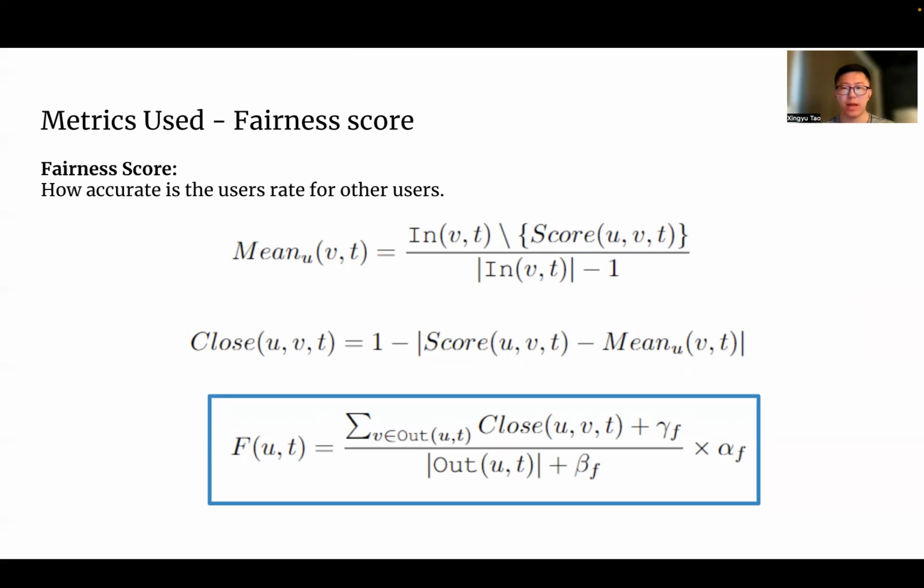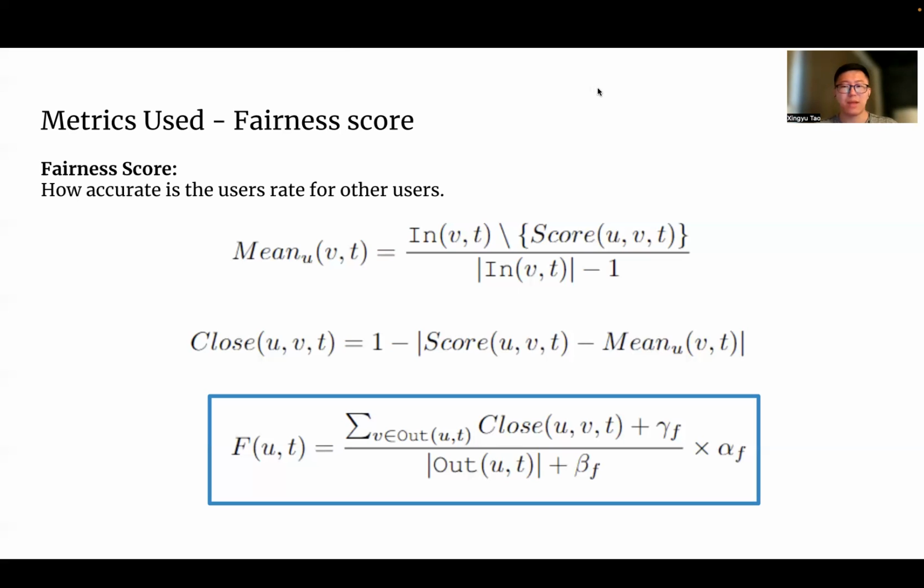With this, we can then develop a closeness value. If we have a node U rating on V, we take the score and subtract it, and we find the absolute difference between that and the mean score that V has. This can range from 0 to 2 due to our score normalization. So if we take 1 and subtract this term, we get 1 if it's perfectly close, and -1 if it's completely not close.